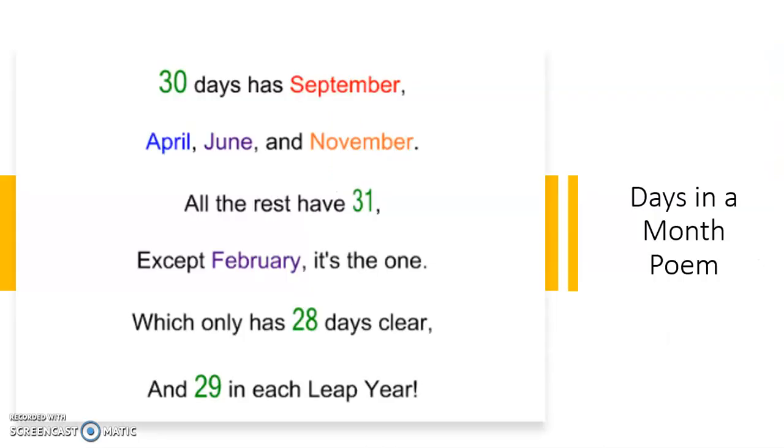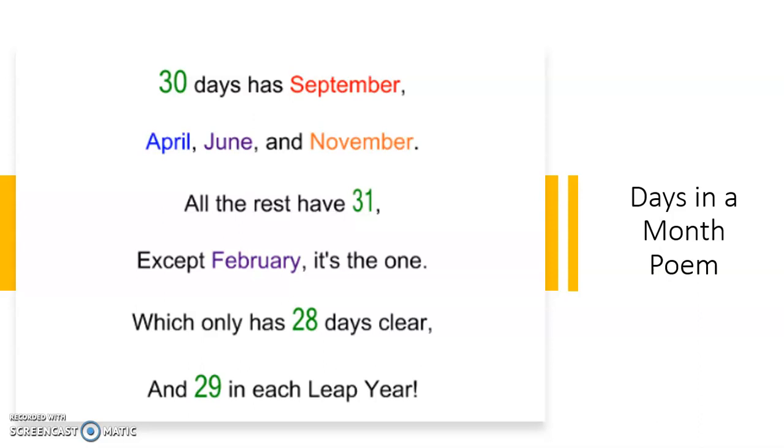Here's a little poem to help us remember how many days are in each month, because each month does have a different number of days. 30 days has September, April, June, and November. So that means that September, April, June, and November all have 30 days. All the rest have 31. So that means all of the other months have 31.